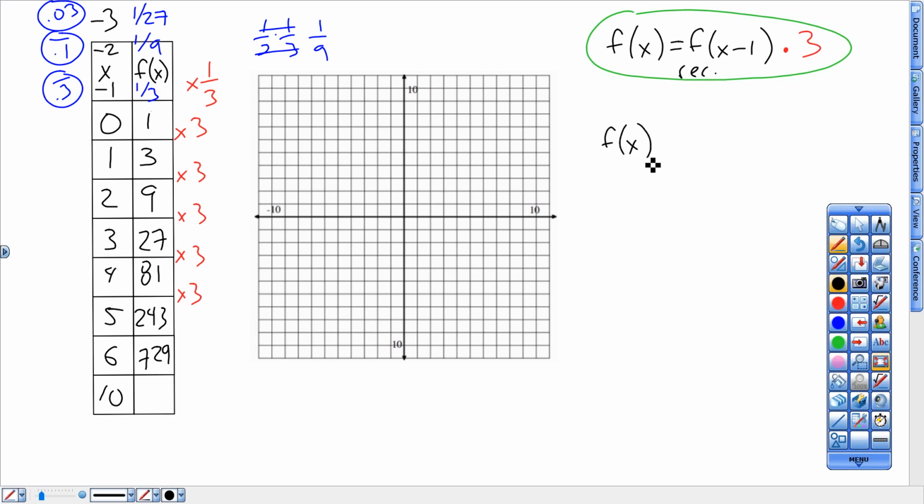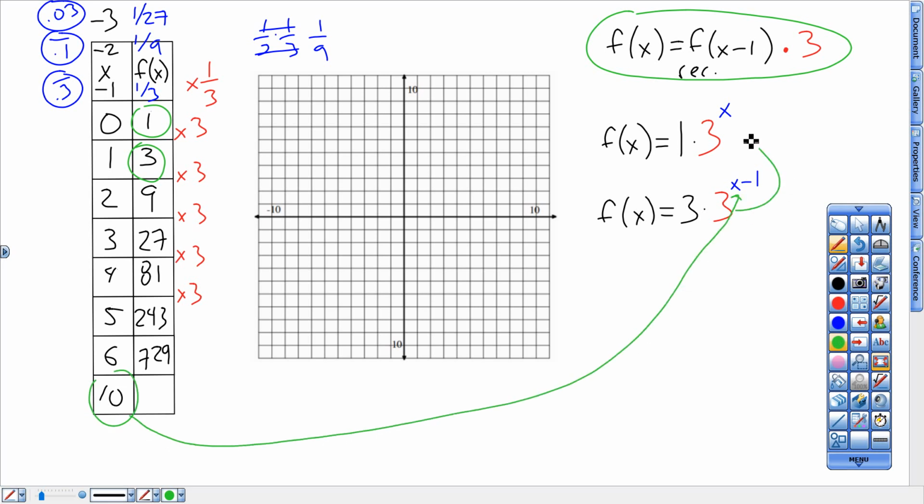Here's the first one. You could either use that first term right there or the 0 term, that 1, times the common ratio number raised to the x power, or I could use and shift over and not use that 1, but shift down the column and use this 3 instead. I could use 3 times 3, but this would be to the x minus 1 power. If I'm having you plug in 10, you're plugging in 10 into both of those to show me that you get the same answer. So here we go.